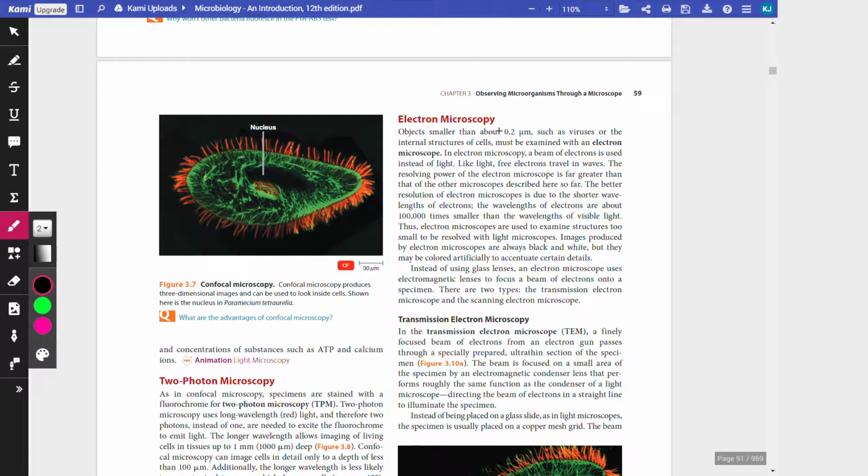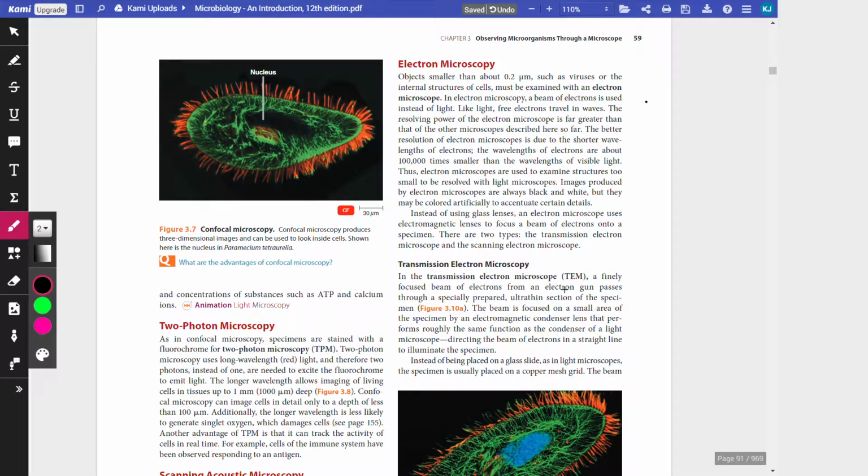Electron microscopy. This is the one I really know very well, and I feel like this is one of the best types of microscopes, because it projects electrons, so you're able to capture images of your specimen way better. 100,000 times larger. You can leave a note there. Instead of using glass lenses, an electron microscope uses electromagnetic lenses to focus a beam of electrons onto a specimen.